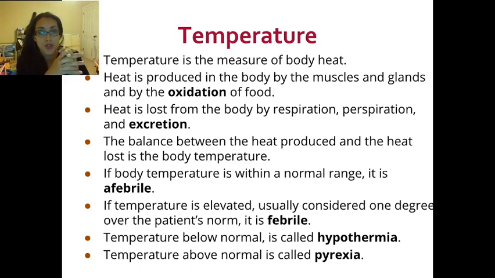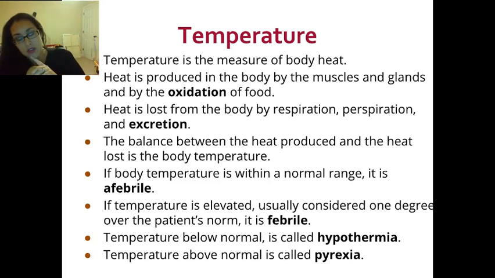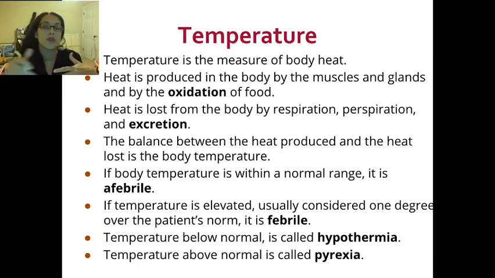If the body temperature is within the normal range, it is called afebrile. Okay, heads up, we use a lot of Latin terms. So febrile means temperature. Afebrile in Latin means without. So if without a temperature, that means you're within the normal range. So afebrile means normal range. And if you're febrile, that means you're abnormal. You actually have an elevated temperature.